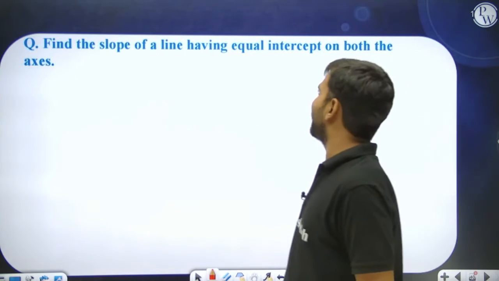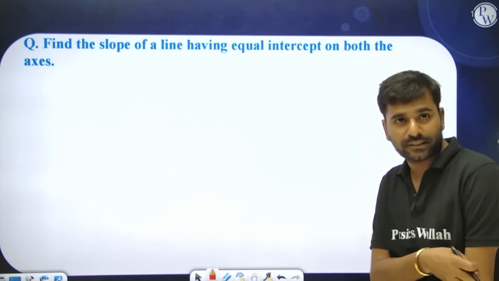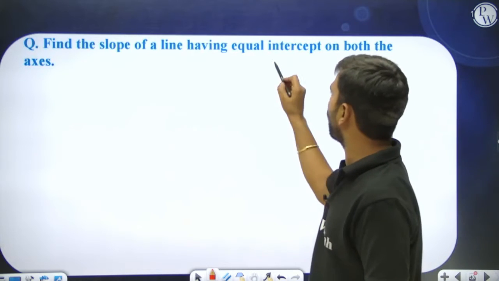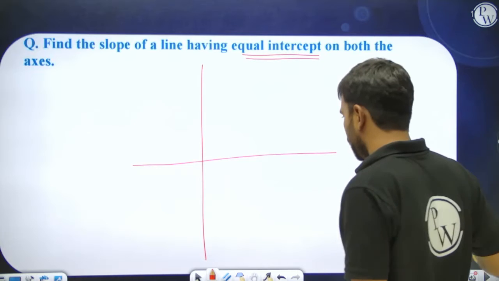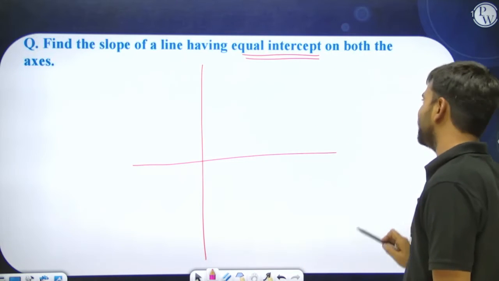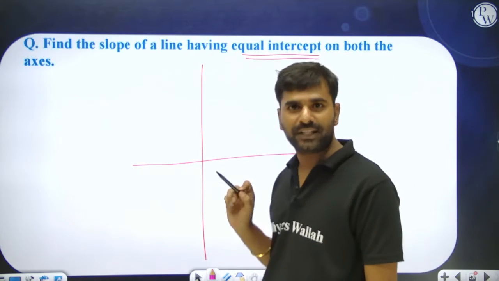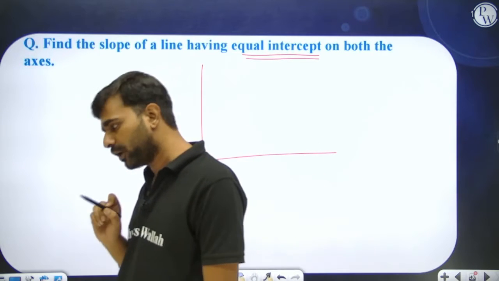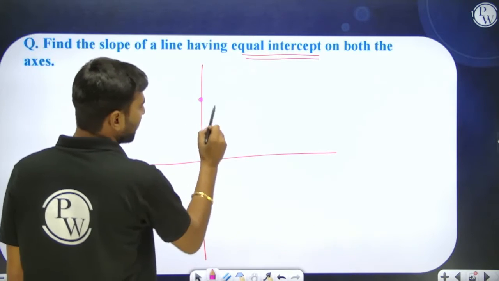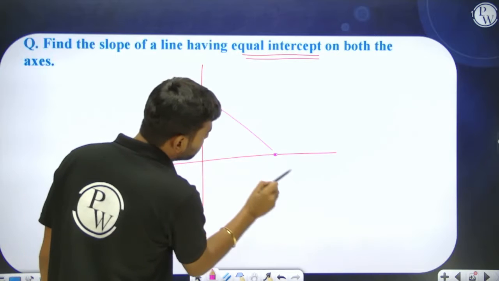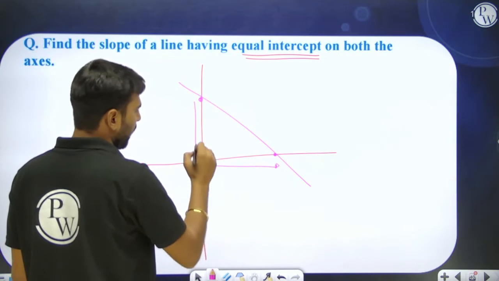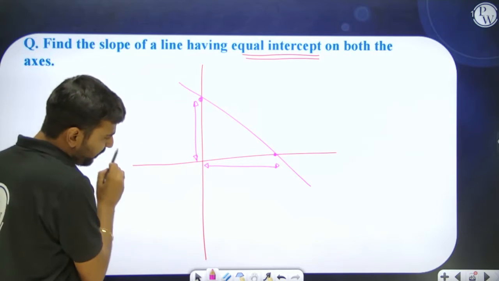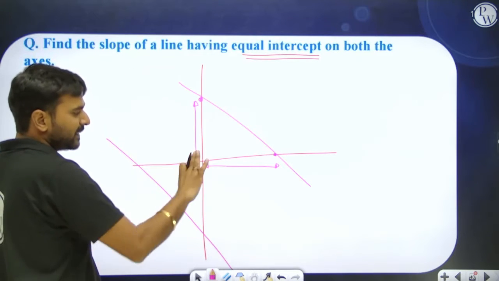Find the slope of a line having equal intercepts on both the axes. Now this is a very important point. Equal intercepts on both the axes. Understand this point. Equal intercepts means what? If a line is like this, then the intercepts are equal, means this length and this length are equal. And if a line is like this, then also this length and this length will be equal.